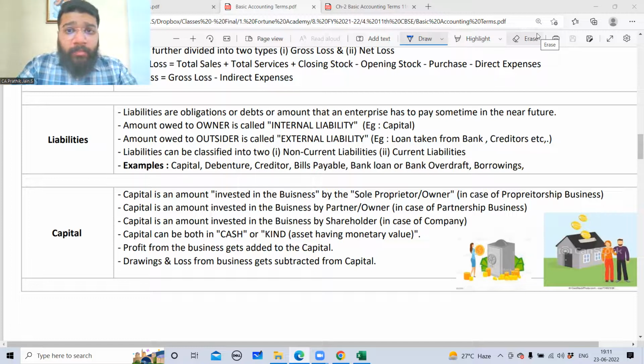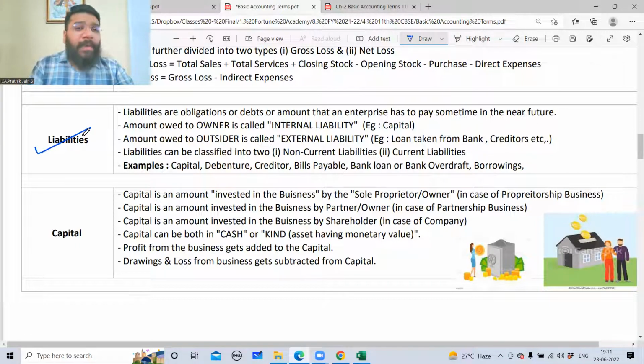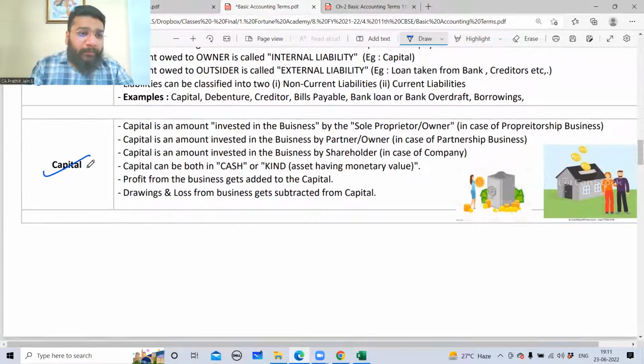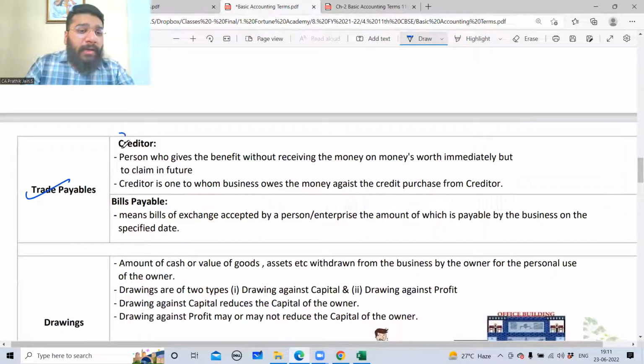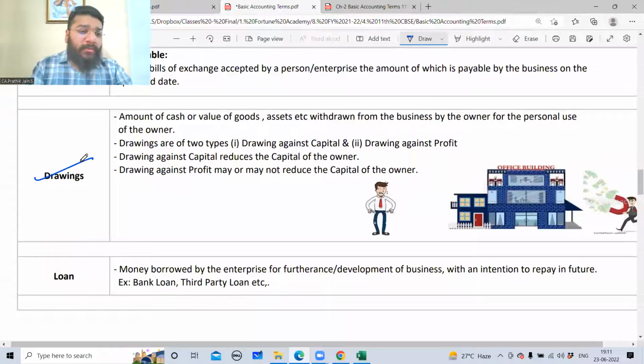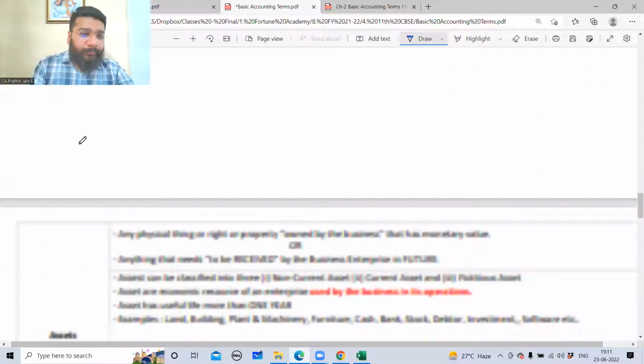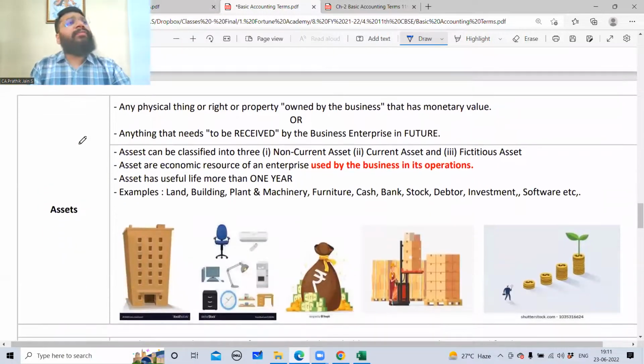So guys, we're doing this chapter on basic accounting terms, and up till last class, we have understood certain terms that come under the liability side of the balance sheet, right? So we understood overall what is the meaning of liabilities. Then we understood what is capital. We understood what is trade payables. More specifically, we had a discussion on the creditors aspect. Bills payable, I told you that we'll be discussing exclusively in the bills of exchange chapter. We also understood what is drawings, what is loan, right? So far we have seen only a few terms of liabilities. I'm not saying we've seen all the cases of liabilities. We've seen only a few samples of liabilities.